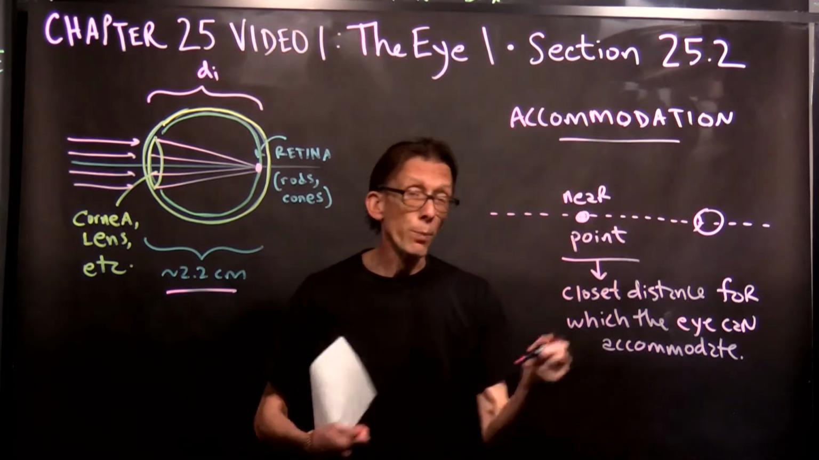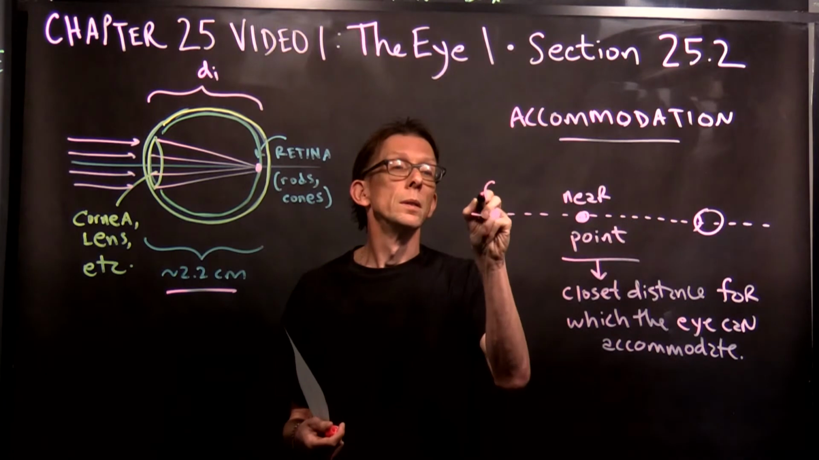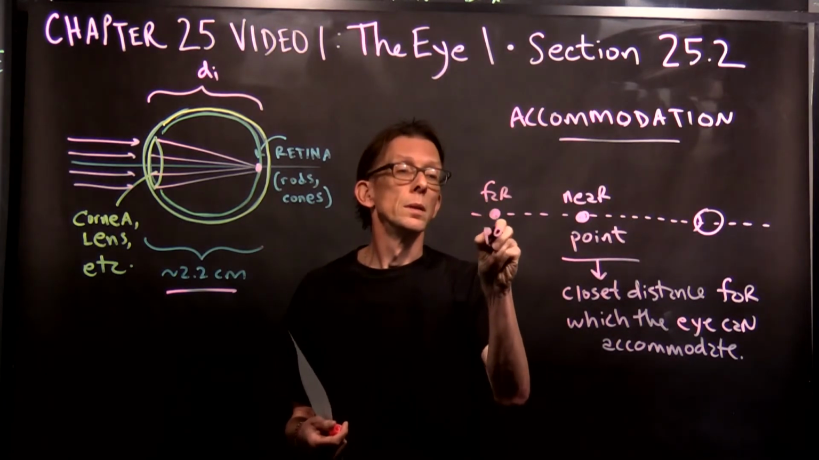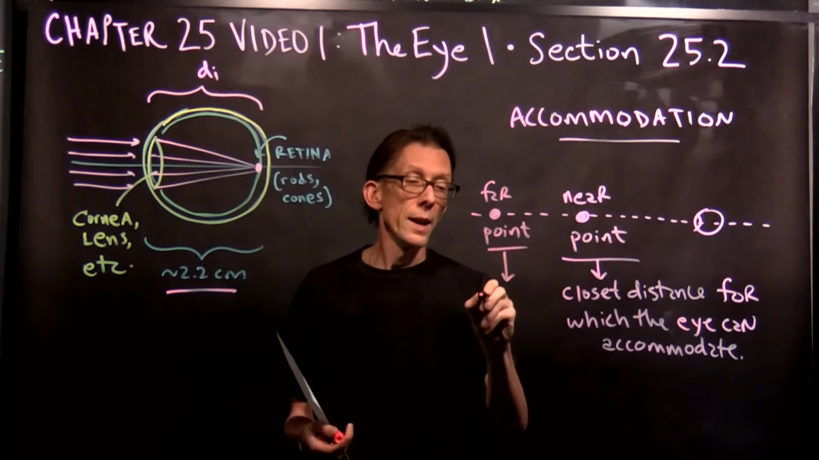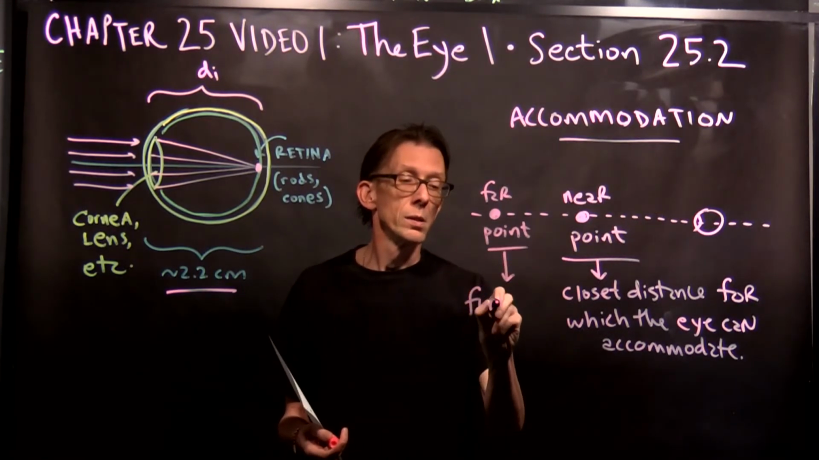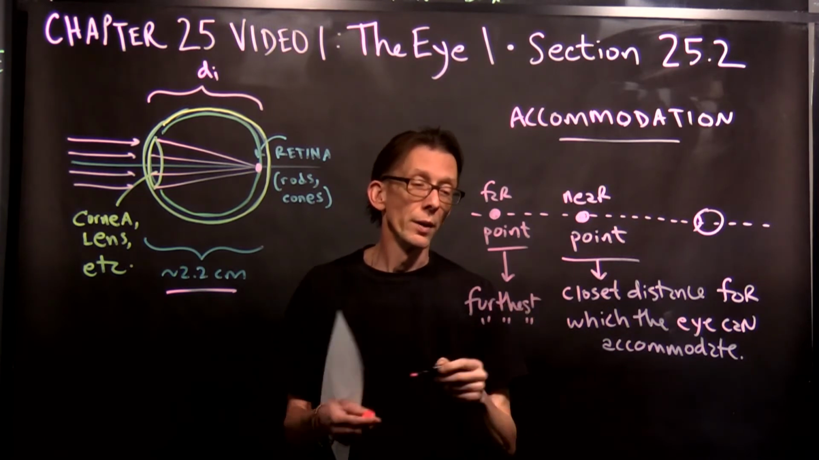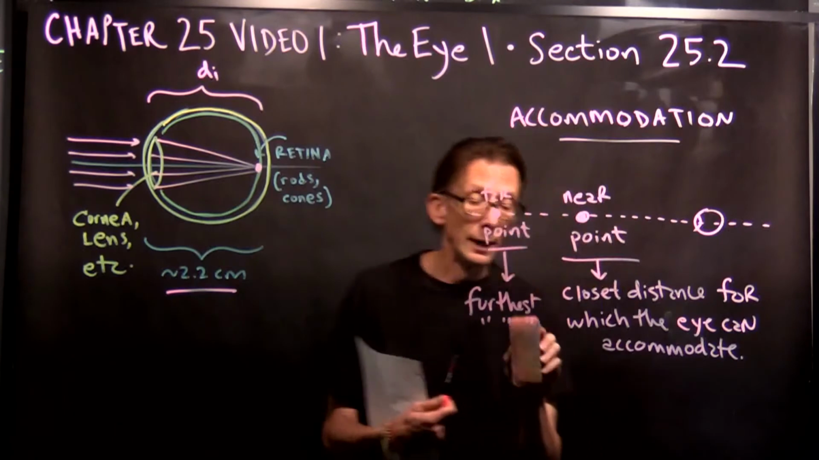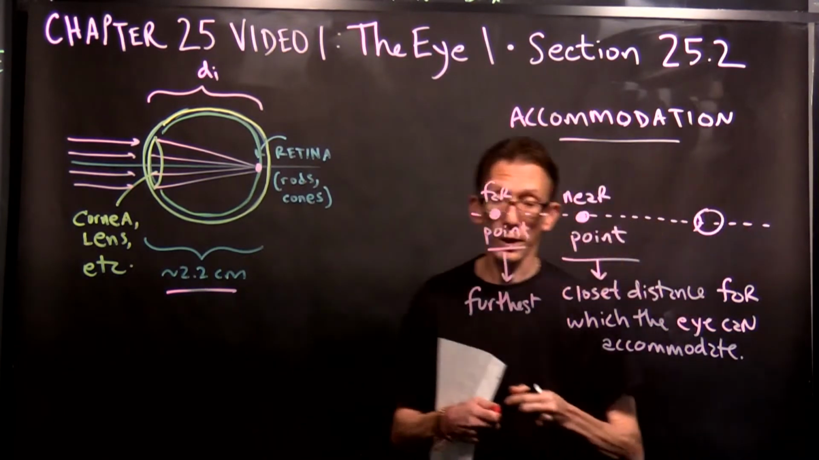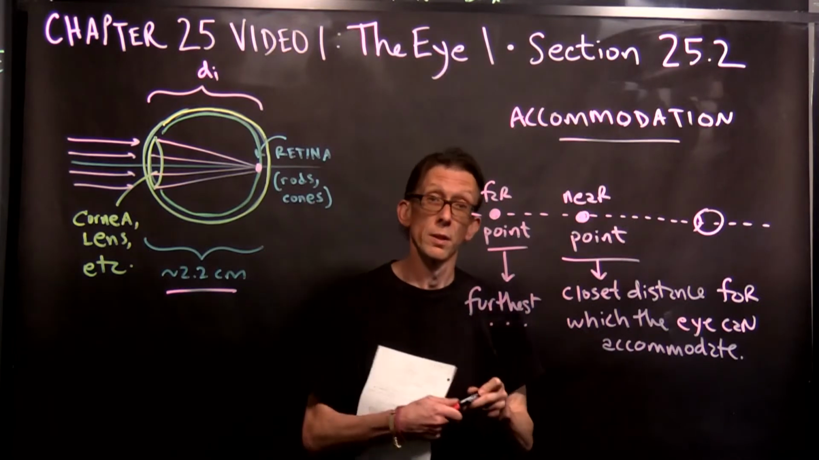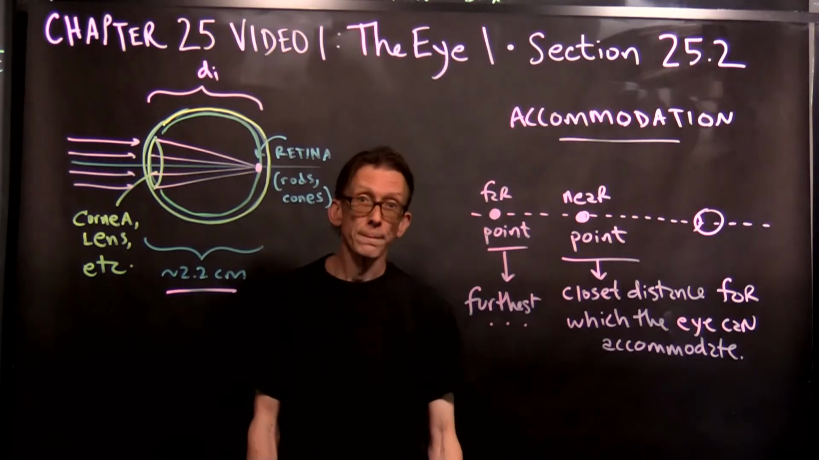Okay. And there's another point, believe it or not, called the far point. Far relative to the near one. And that is the furthest distance for which the eye can accommodate. The furthest distance for which the eye can accommodate. That is the far point.